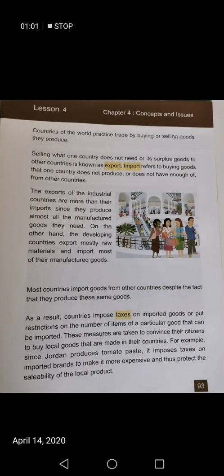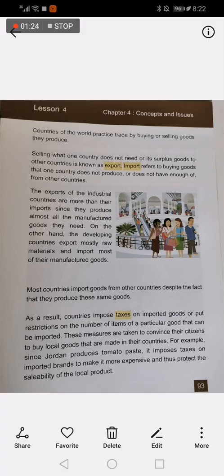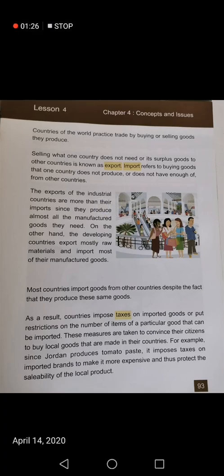Countries of the world practice trade by buying or selling goods they produce. They produce means that they make in their own country. Selling what one country does not need, or its surplus goods, to other countries is known as export. So, when a country makes one product and it has so much of it, that means it has a surplus. So what does it do? It sells it to other countries, and this is known as export.